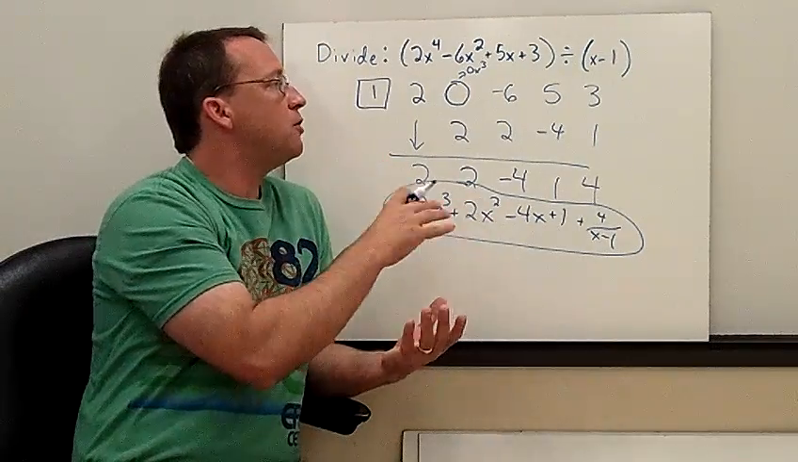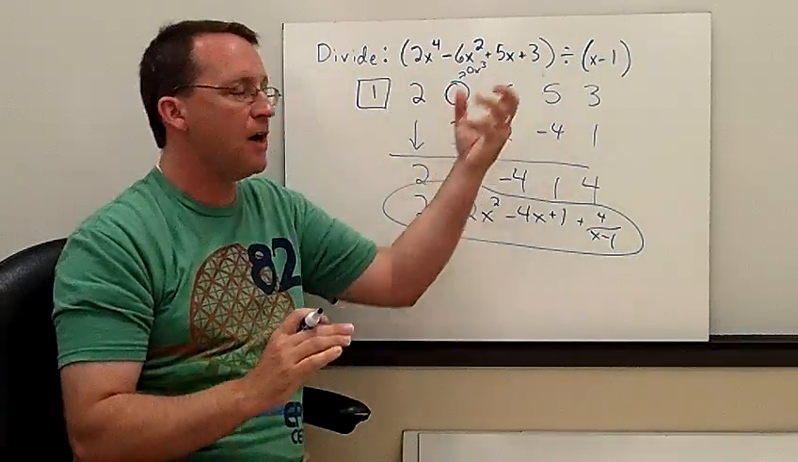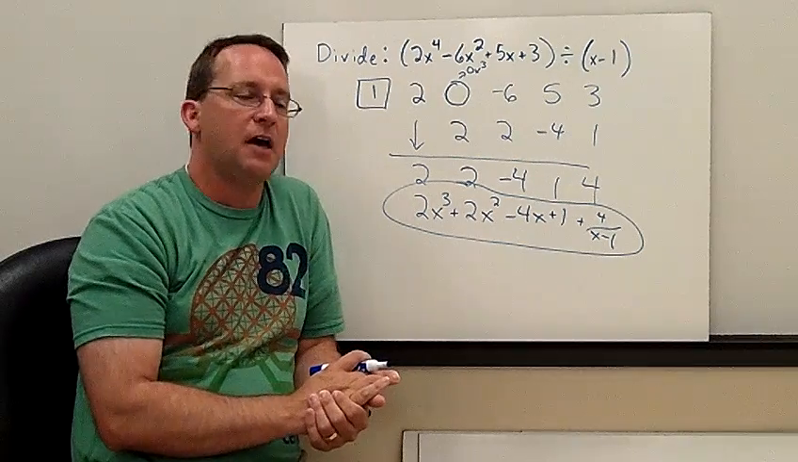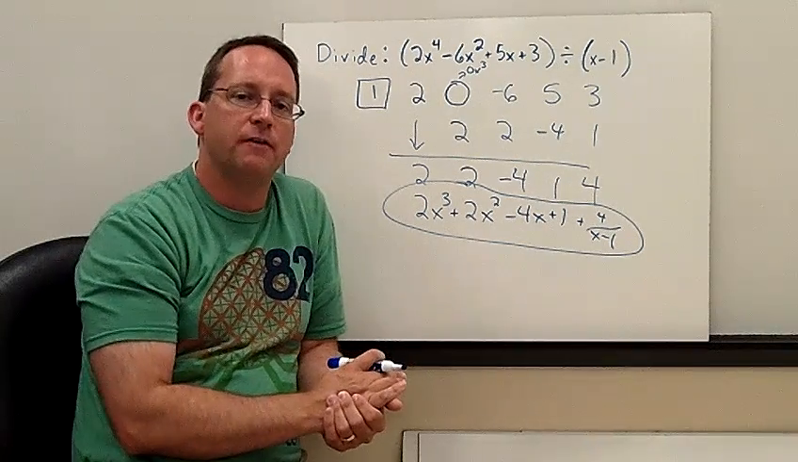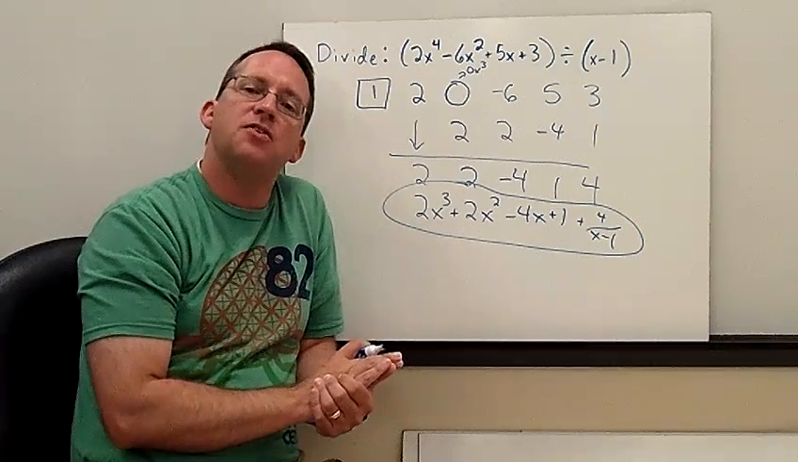So make sure you account for anything that's missing. Anytime you've got a degree that's missing, you want to put that in your grid to make sure that you've got enough coefficients for your answer. That's how synthetic division works.